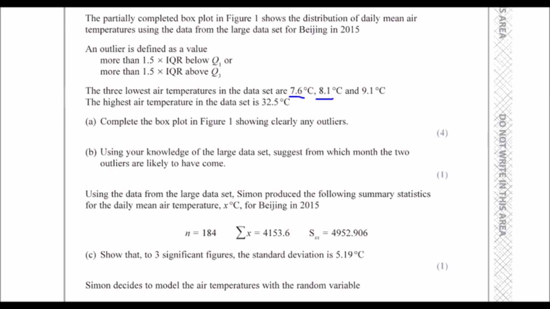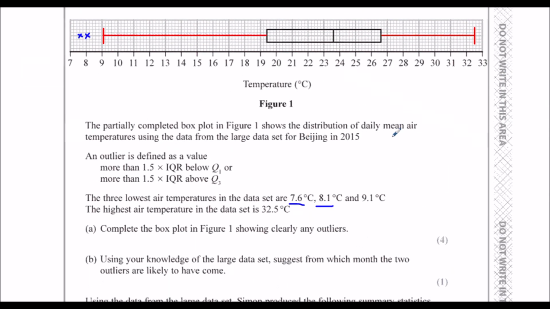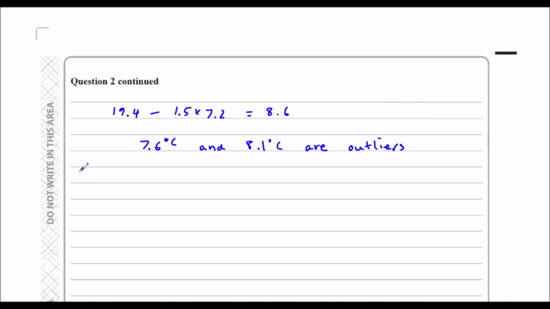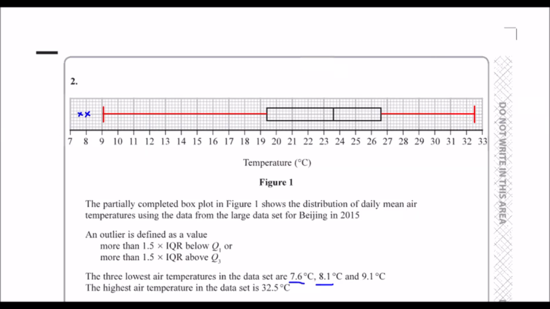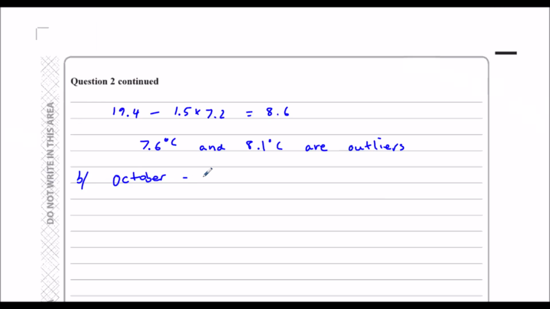Using your knowledge of the large data set, suggest from which month the two outliers are likely to have come. So this is Beijing in 2015 from the large data set. So we need to know where the lowest temperatures have come from. And the large data set's May to October. So October, because it's the coldest. October, the coldest month.